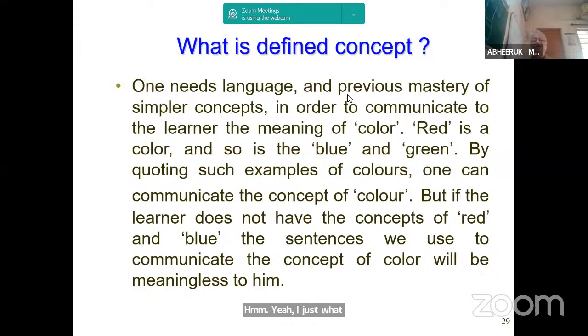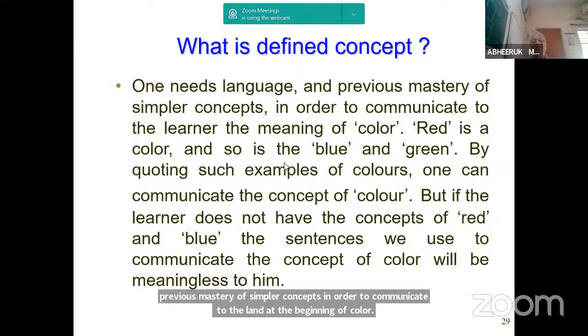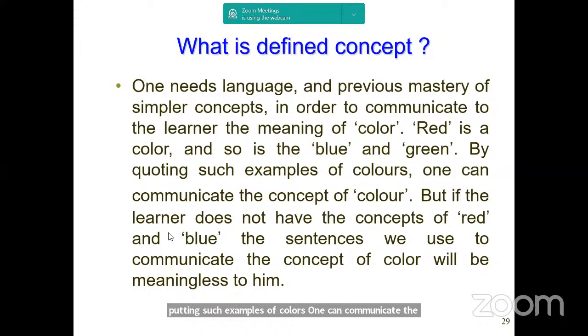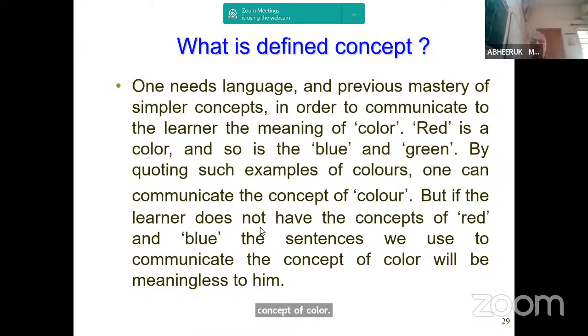I have told, here the example. One needs language and previous mastery of simpler concepts in order to communicate to the learner the meaning of color. Red is a color, and so are blue and green. So by quoting such examples of colors, one can communicate the concept of color. But if the learner does not have the concept of red and blue, then you cannot teach him these things.